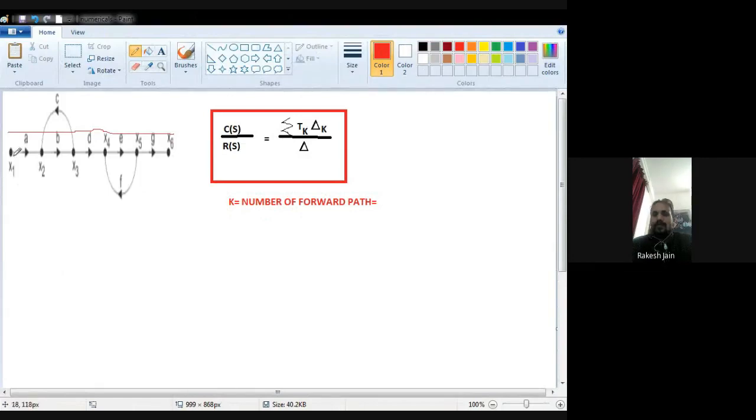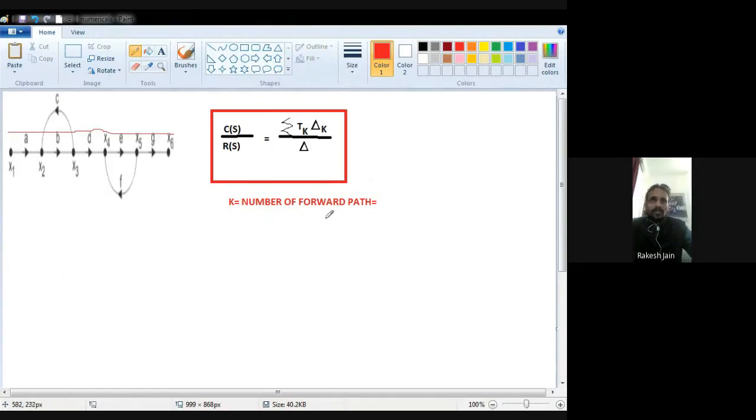We select the forward path direction depending on the given direction of the arrow in the question. So see, I start from x1, the direction of arrow is towards x2, then towards x3, then towards x4, then towards x5, then towards the last node x6. So this is a straightforward path without repeating any node or branch. So this is my first forward path.